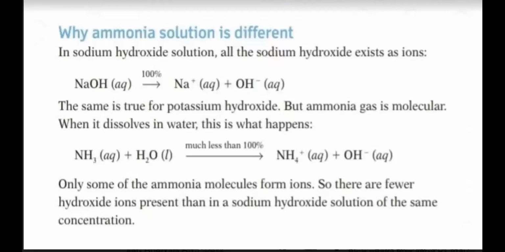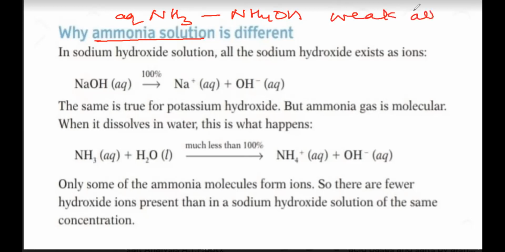Now, I was explaining why aqueous ammonia, or ammonium hydroxide, is categorized as a weak alkali. The strong alkalis are those which get fully ionized, 100% ionized. Group 1 hydroxides are always strong. If we take the example of sodium hydroxide and dissolve it in water, this is going to give you 100% ions of sodium ions and hydroxide ions.